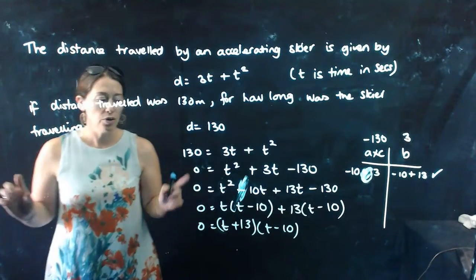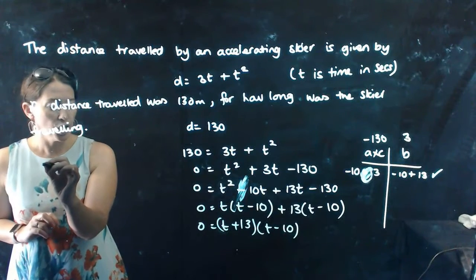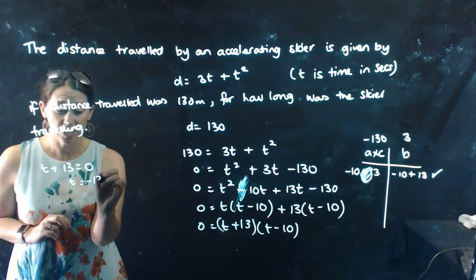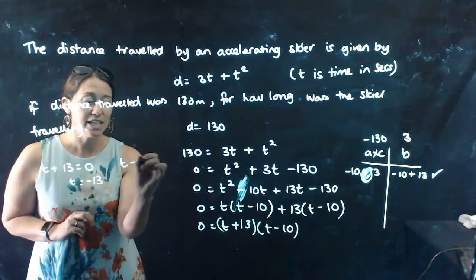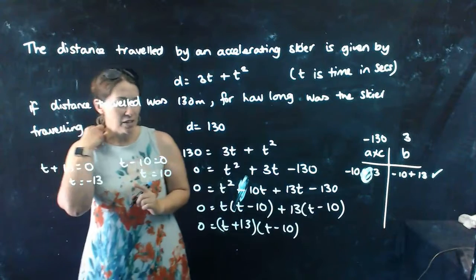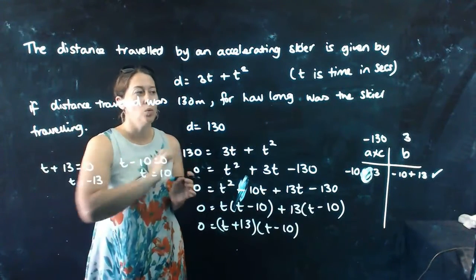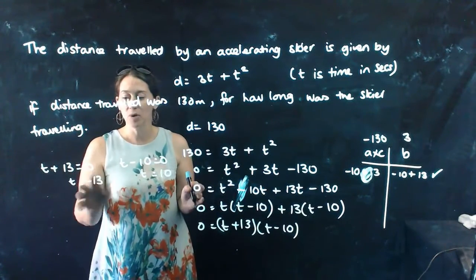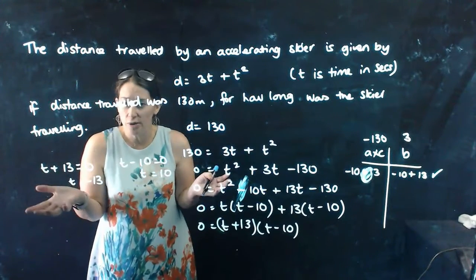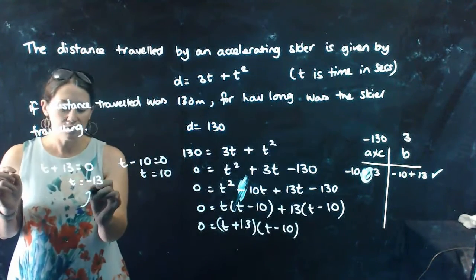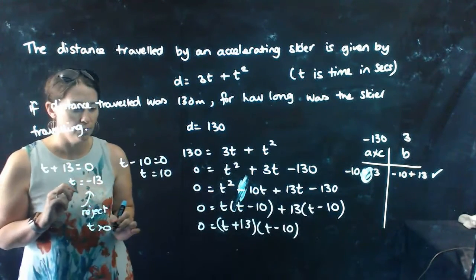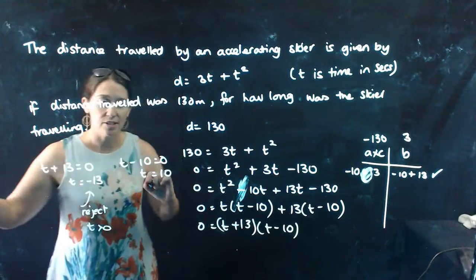Using the Null Factor Law, we can solve. So t plus 13 equals 0, which means t is negative 13. Or t minus 10 is 0, so t is 10. Now we go back to the question. It says how long was the skier travelling? Well, the skier can't have been travelling negative 13 seconds because we don't have negative time. So we have to reject this answer, because t has to be greater than 0. Our answer has to be 10.